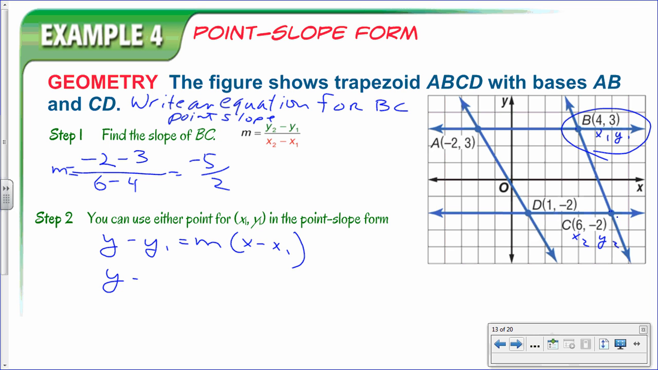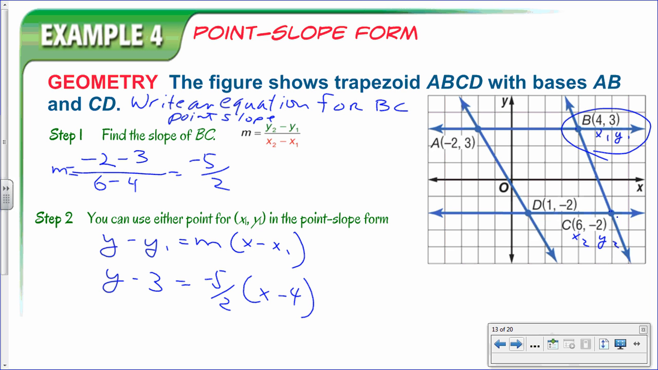Y minus what? What's my y of 1? 3 equals -5, and x minus 4. Go on, so you start plugging some points in.